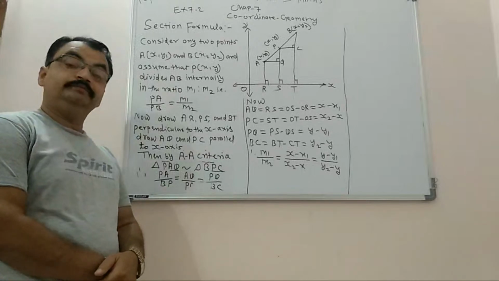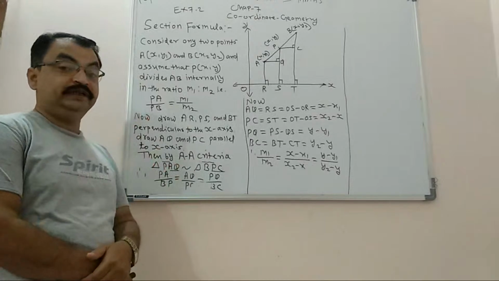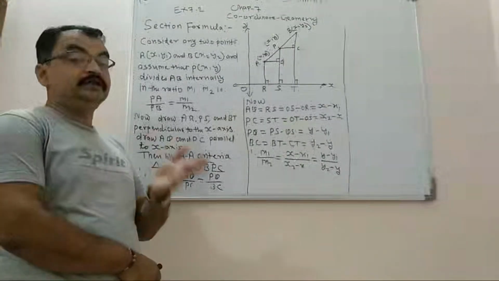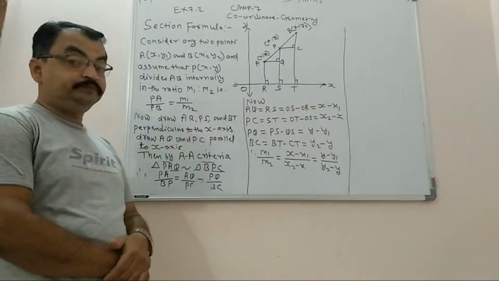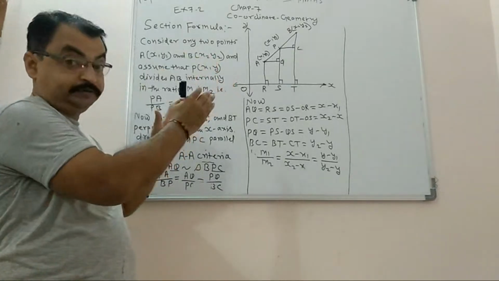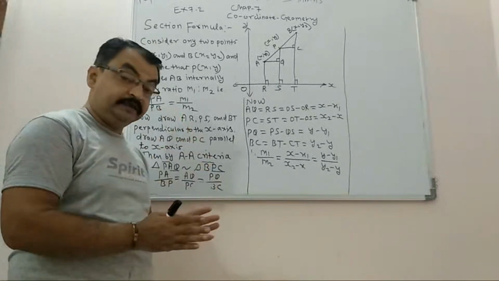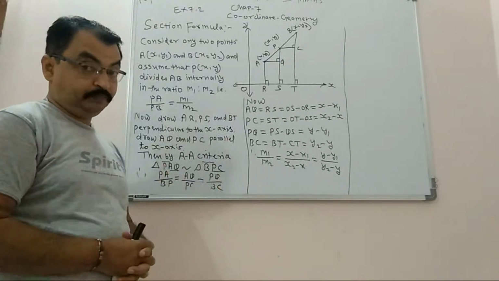See children, before this, in exercise 7.1, we derived the distance formula and worked on it. What was the meaning of the distance formula? It gives the distance between any two particular points. The distance formula is used to find the distance between any two particular points.